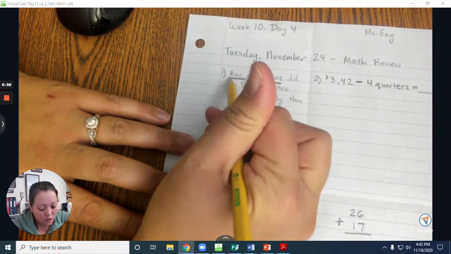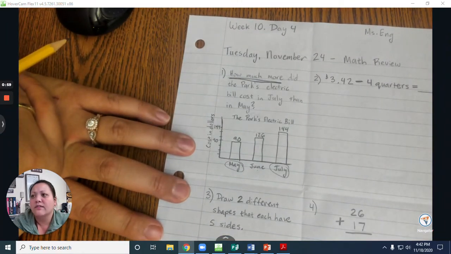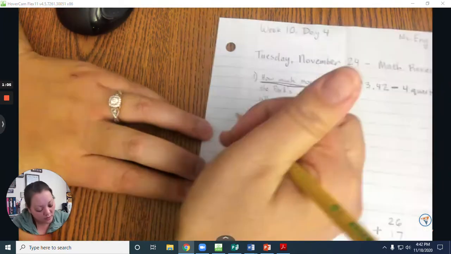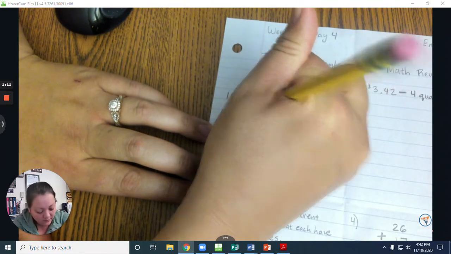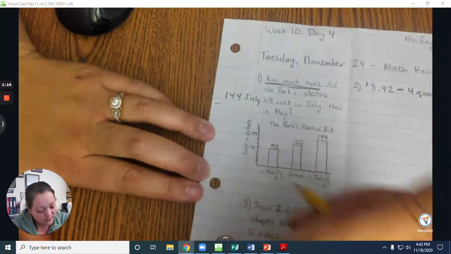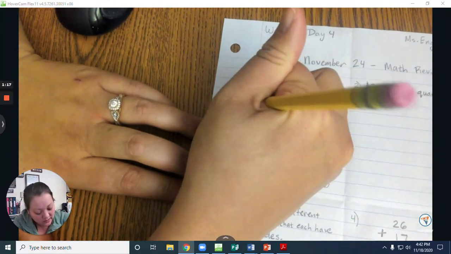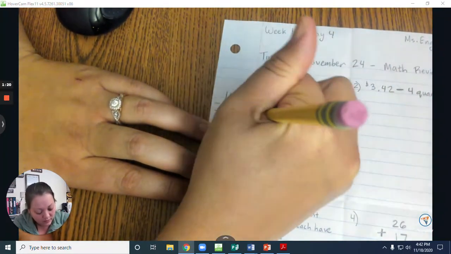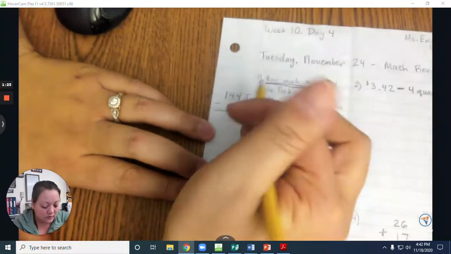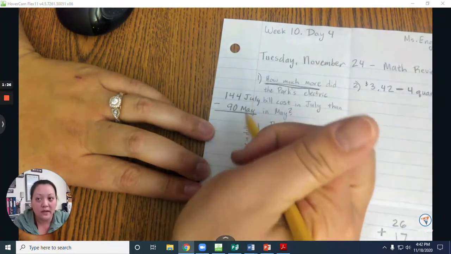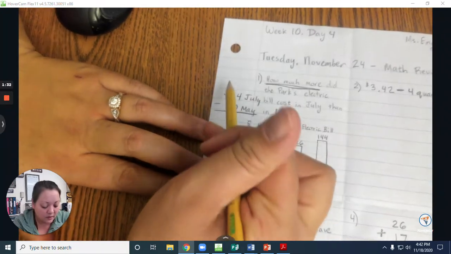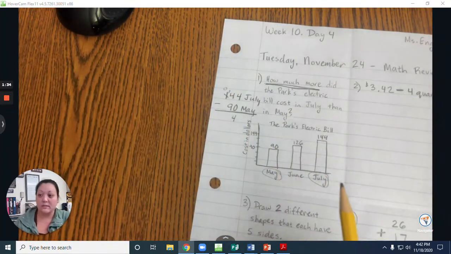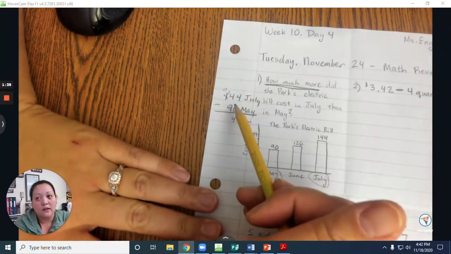So how much more? Hopefully you're like, ooh, that sounds like a difference. And when I need to know the difference between things, I need to subtract. So we're going to come right over here, and $144 for July is going to be on top, right? And then we're going to subtract May, because May is less than, so $90 for May. And then we will get our difference. So 0 minus 0 is 4. Now I could borrow, but if I borrow here 0 and make that a 14, it's still 14 minus 9, or 140 minus 90. So I could do it this way.